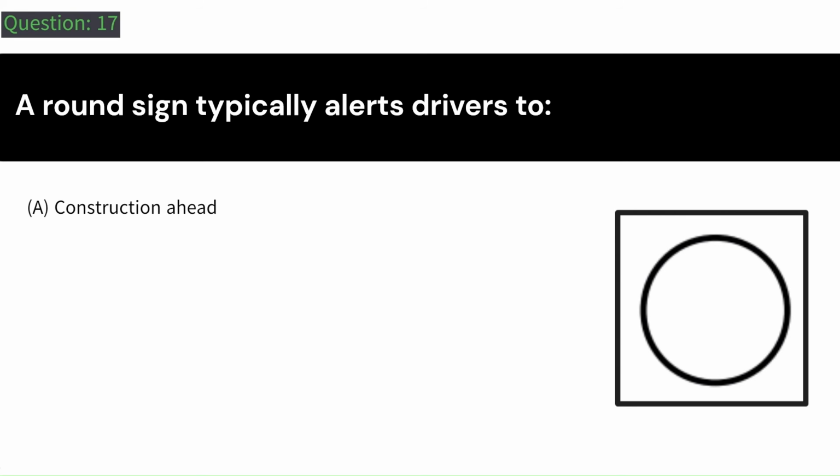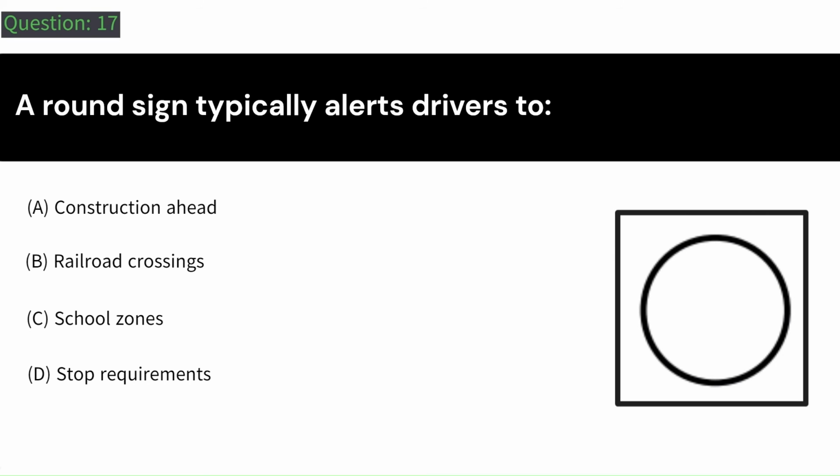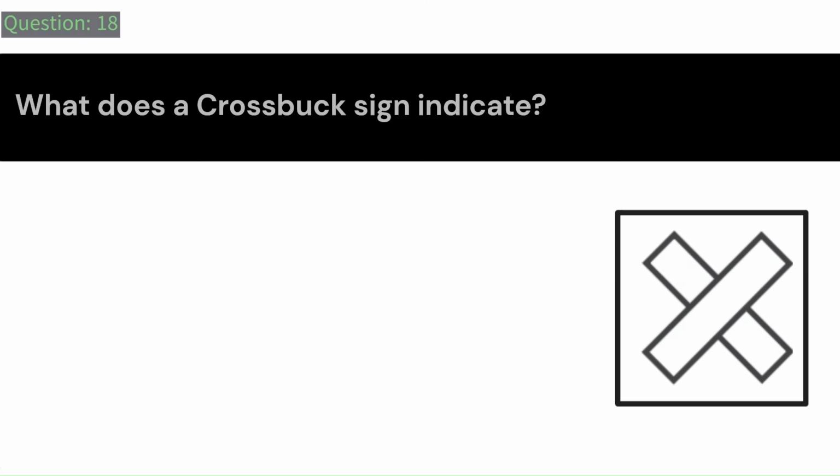Construction ahead. B. Railroad crossings. C. School zones. D. Stop requirements. Answer: B. Railroad crossings. What does a crossbuck sign indicate?